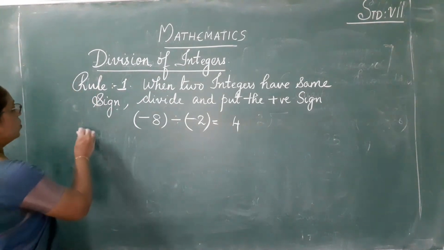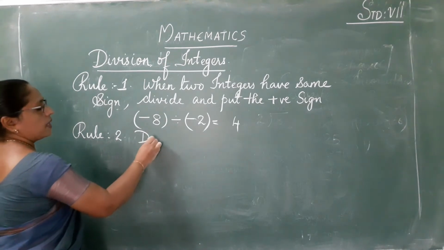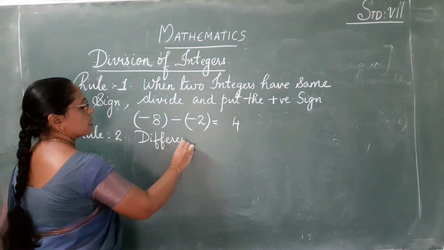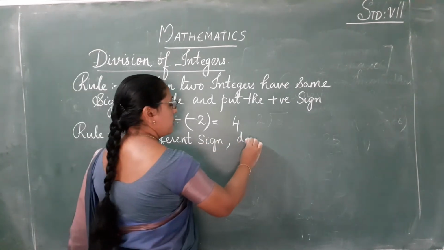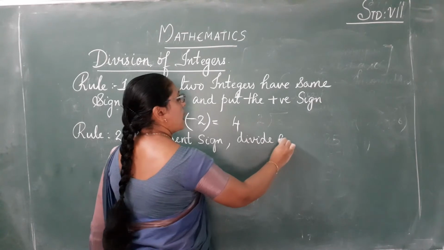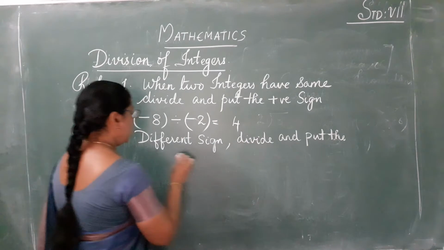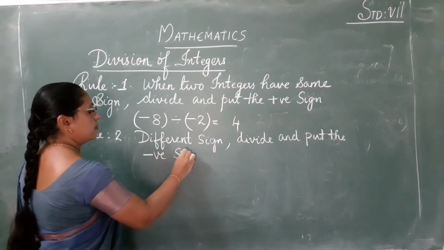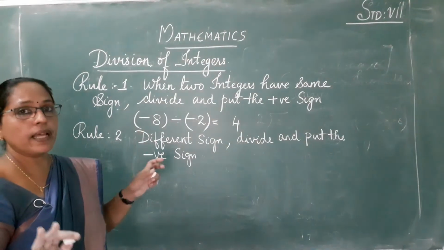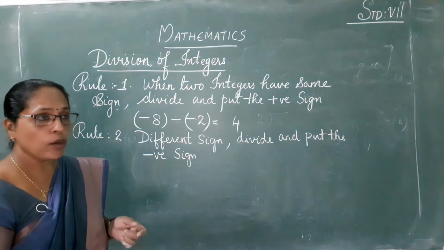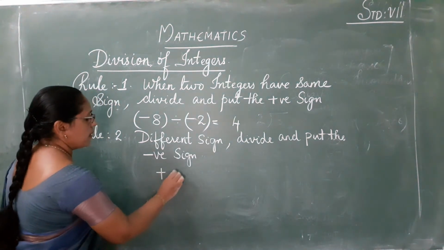Next is second rule, rule number 2. When two integers have different sign, you have to divide and put the negative sign. So the rule is same like multiplication. Instead of multiplying operation, we are doing division. That's all.